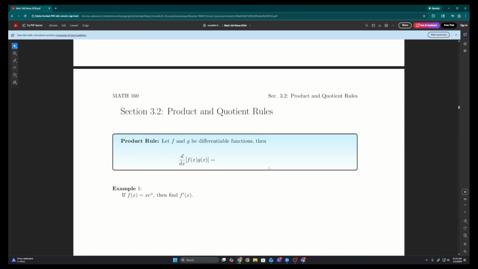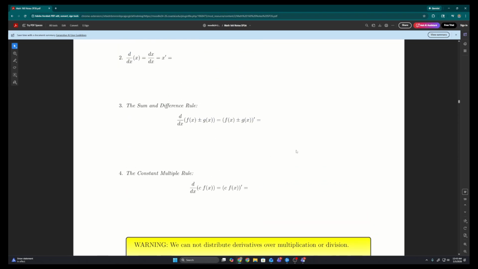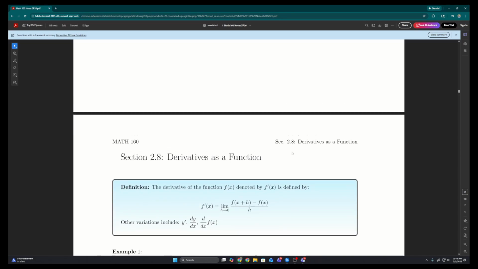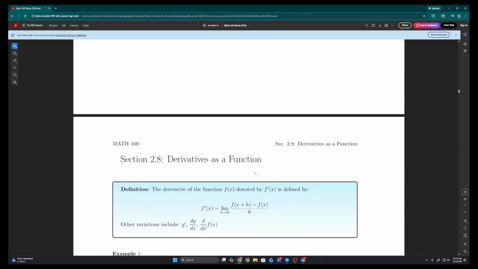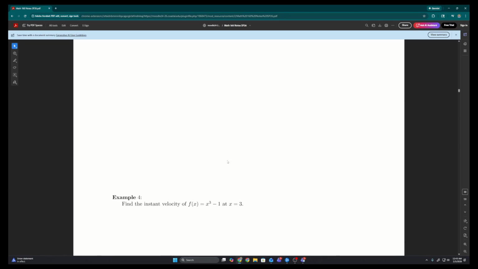Let me double check. Let's make sure I'm not crazy. I did not put a question in 2.8 on there asking you to do the derivative. I spared you from that, but just be mindful. You will have a question like that on the test.